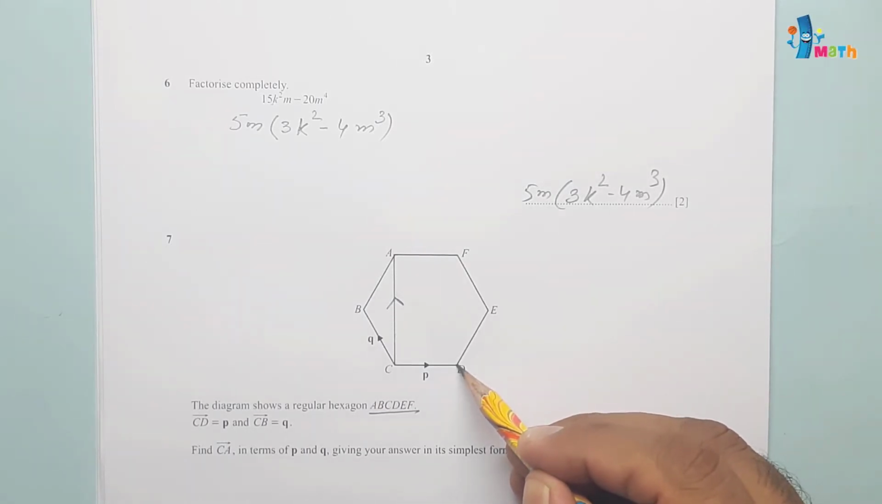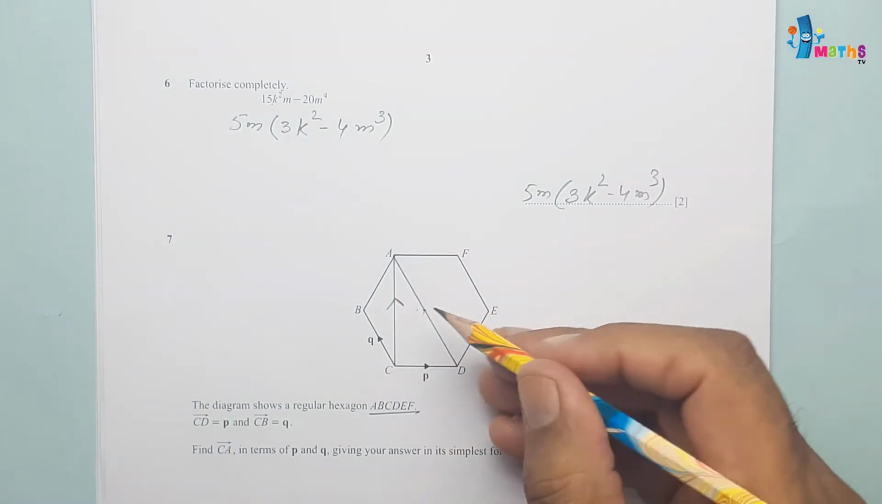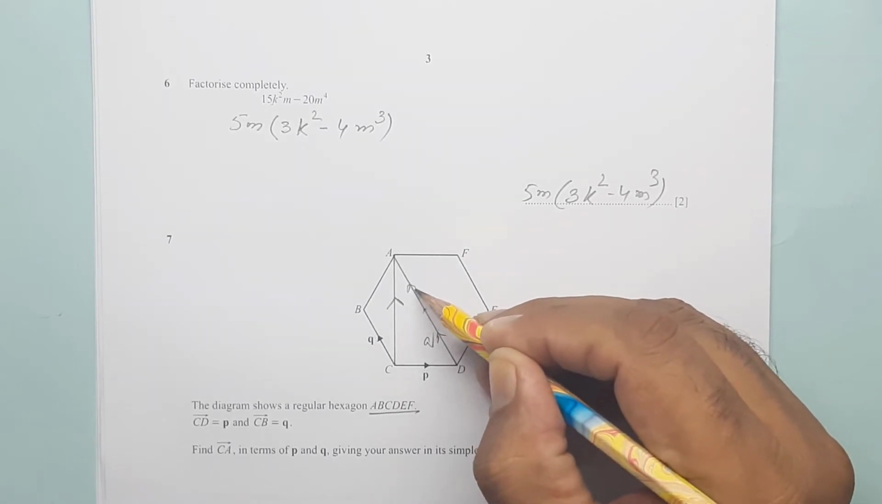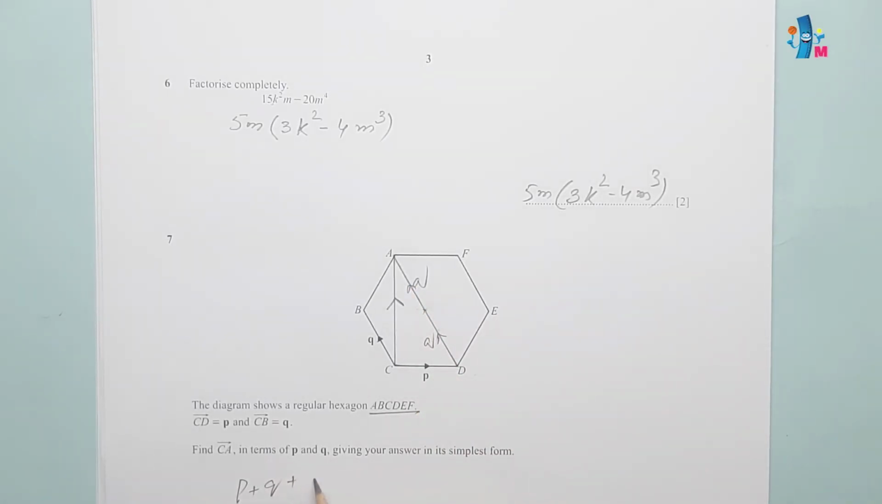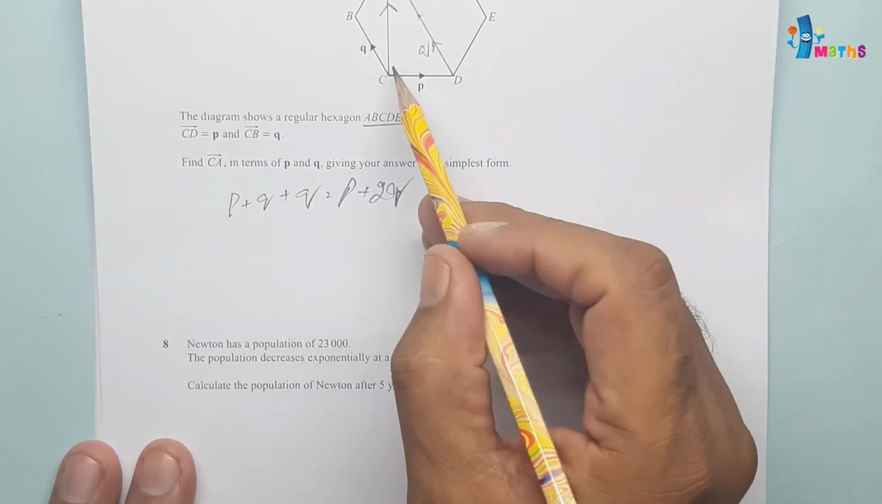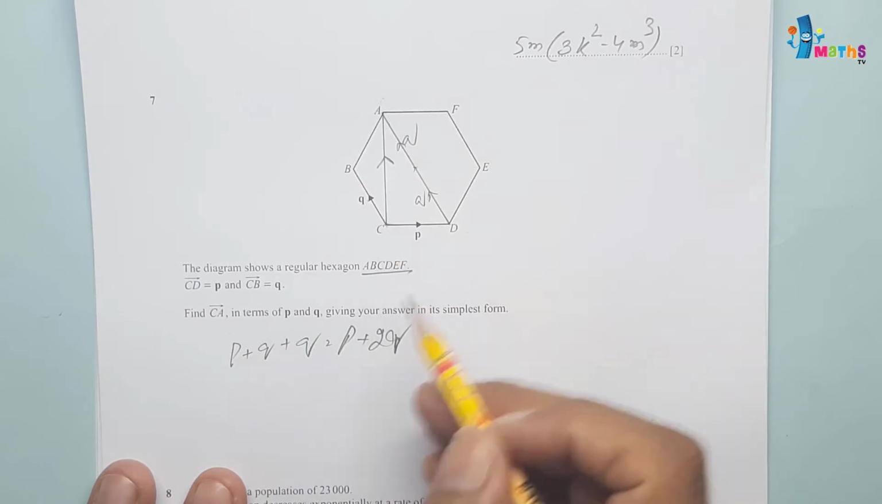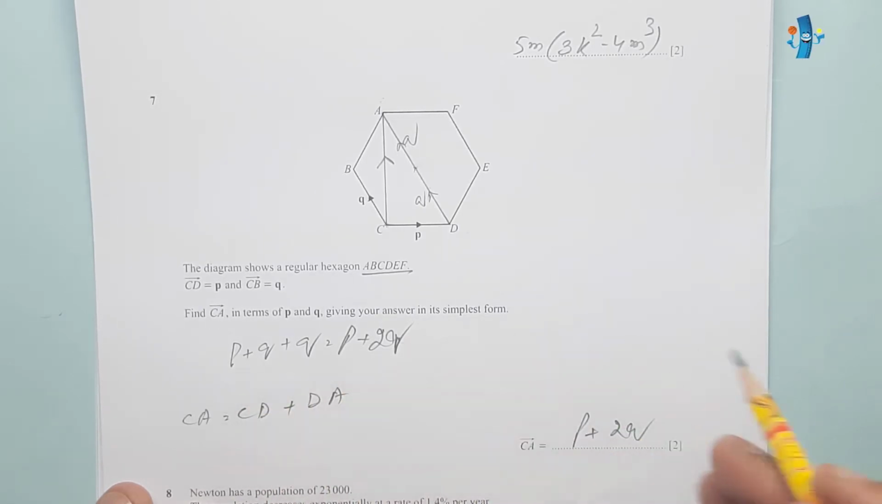So what we can do, we can join this with A like this, and this will be up to the center. So this will be Q and this will also be Q. If we take this route, P plus Q plus Q, so that will be equal to P plus 2Q. I'll show you where I have written the answer. This is the proper place, CA, where we have to write P plus 2Q. Basically CA is equal to CD plus DA, and this is the working which we have written.